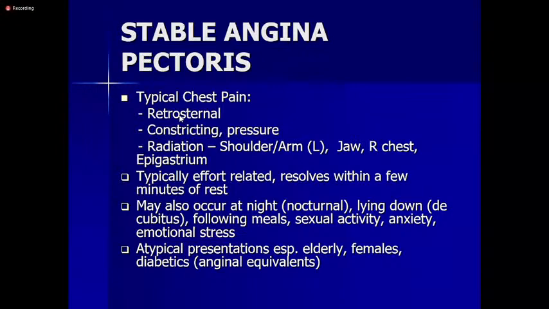So let's start with the chronic coronary syndromes, which is the stable angina. The typical presentation is chest pain. Unlike what many people think, that because the heart is on the left the pain should be on the left, the pain is actually typically retrosternal, that means behind your sternum. It is typically described as a constricting feeling of pressure. It tends to radiate to the shoulder or the arm, especially the left arm, may radiate to the jaw, may radiate to the right chest, may radiate to the epigastrium.